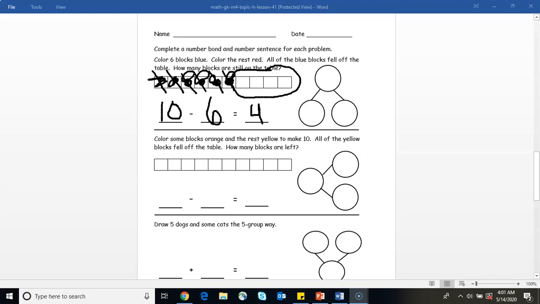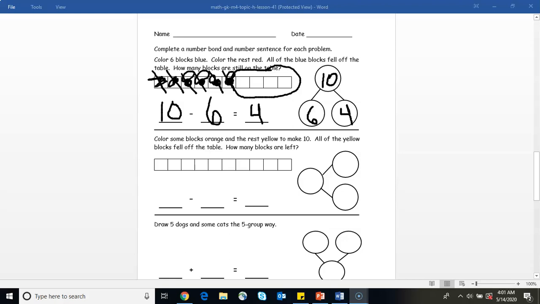So let's fill out our number bond. What was our whole? Our whole is how many we had to begin with. So we know that that was 10. And then we see it in 2 parts. We see the 6 that fell off the table and then the 4 that were still left on the table. So those would be our 2 parts.